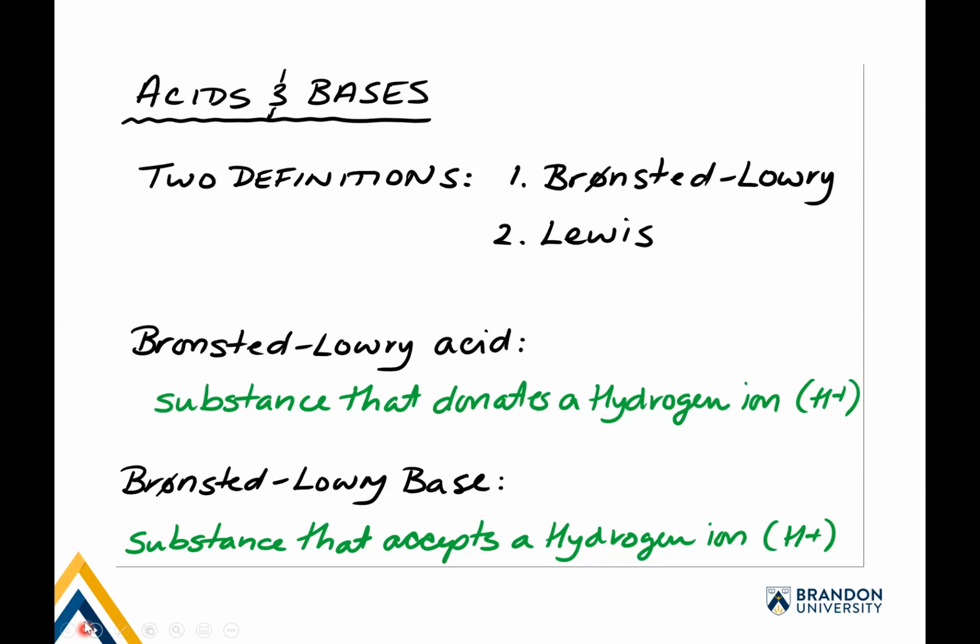But for this, the thing to remember for the Bronsted-Lowry acid definition is that it's a substance that donates hydrogen ion, H+. Whereas a Bronsted-Lowry base is a substance that accepts H+. Remember, hydrogen ion is basically a proton. So the acid will be a proton donor, and the base will be a proton acceptor.